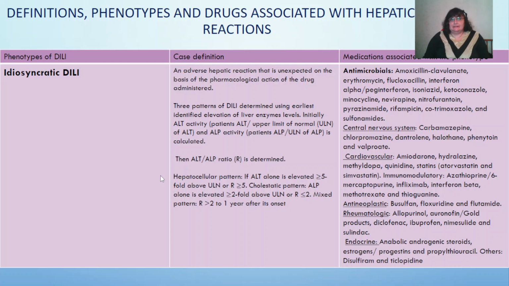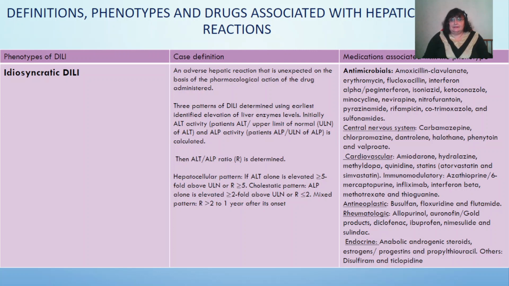Phenotypes of DILI: idiosyncratic DILI we now will talk about. Case definition: an adverse hepatic reaction that is unexpected on the basis of the pharmacological action of the drug administered. 3 patterns of DILI are determined using evaluation of liver enzyme levels. Initially, the patient's ALT activity relative to the upper limit of normal of ALT and ALP activity relative to the patient's ALP are calculated. Then the ALT to ALP ratio, R, is determined.